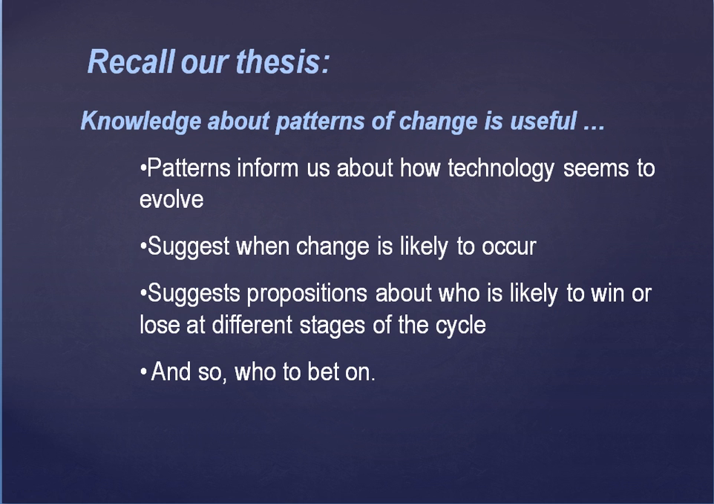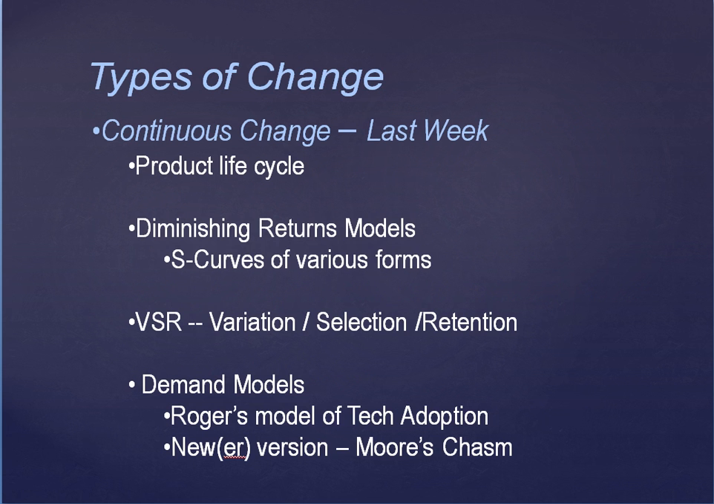Recall our thesis. Knowledge about patterns of change is useful because it's going to give us some hints about how technology seems to evolve, when it's going to occur, and essentially when to place a bet. We reviewed a variety of models of change. The continuous models included the product life cycle and various diminishing returns models, including S-curves and the variation, selection, retention models. We also discussed the demand models of knowledge diffusion, including Rogers' model and the newer version offered by Jeff Moore in The Chasm.